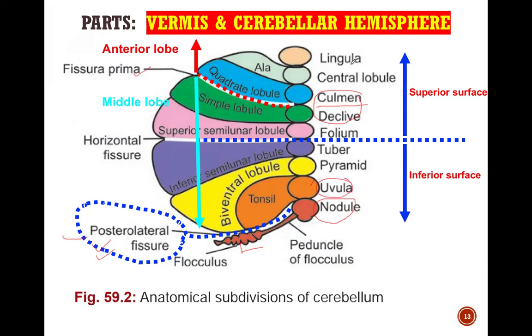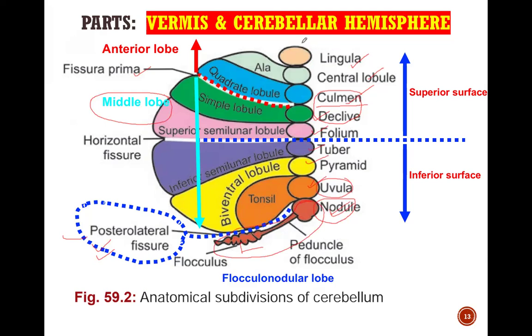In the anterior lobe, there will be the lingula, the central lobule, and the culmen. In the middle lobe, there will be the declive, folium, tuber, pyramid, and also the uvula. And just behind it is the flocculonodular lobe, which contains only the nodule. So this is the anatomical classification of the cerebellum.